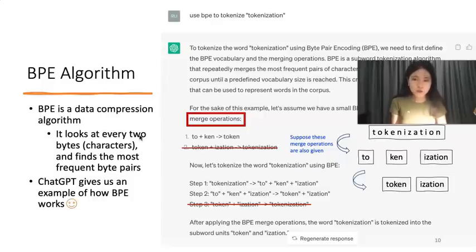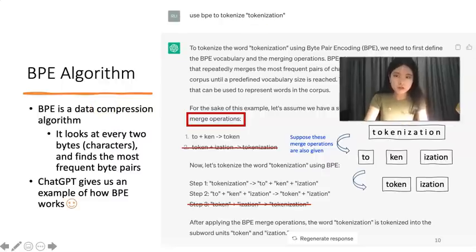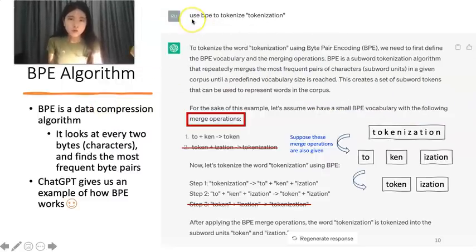And I just queried ChatGPT to give us an example of how BPE works. And let's see what it says. The query: use BPE to tokenize "tokenization." So ChatGPT tells us, let's assume we have already got a small BPE vocabulary. You don't need to worry about how this BPE vocabulary is built for now. Let's just assume we already have this BPE vocabulary with the following merge operations. Since this answer might contain some mistakes, I just crossed out those lines that I don't think are correct.